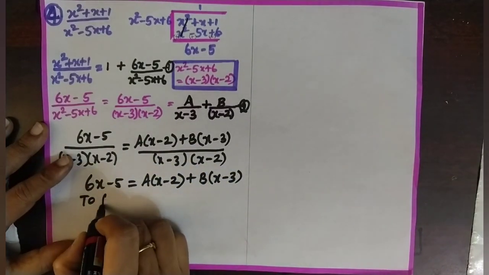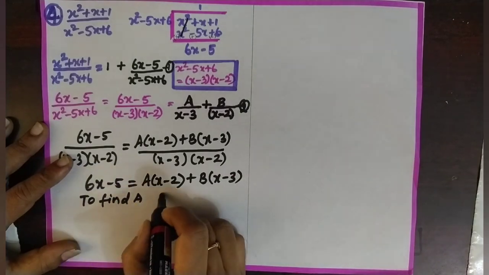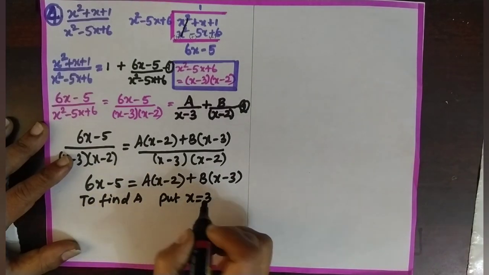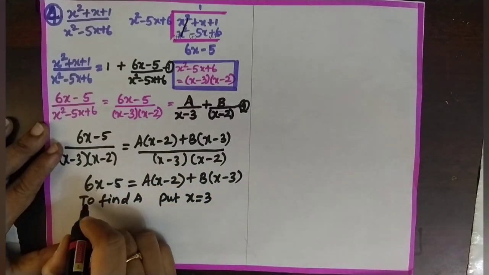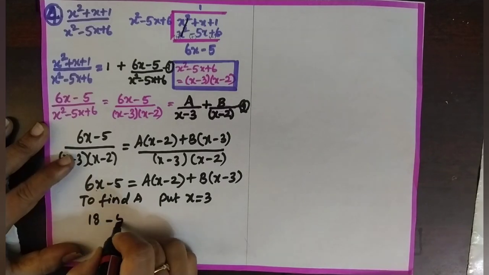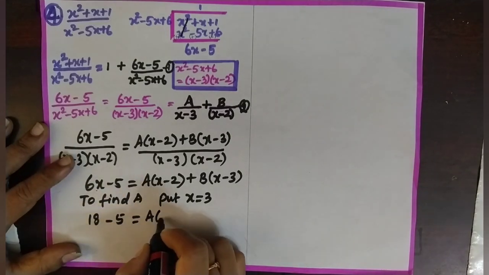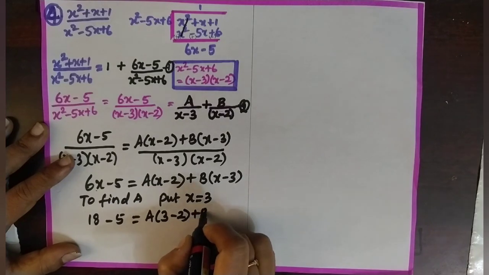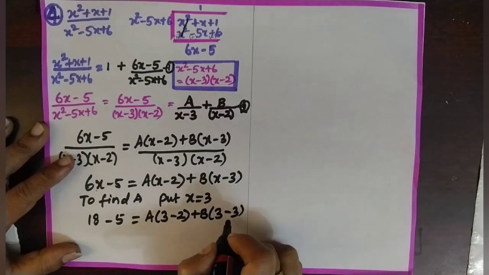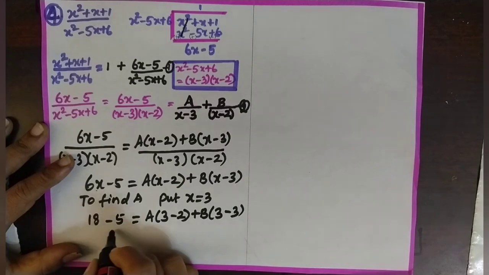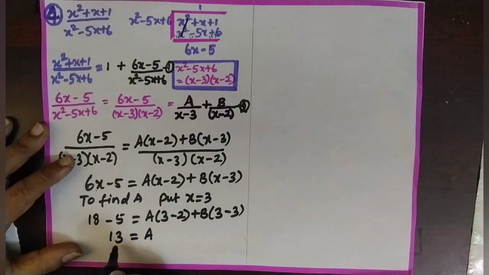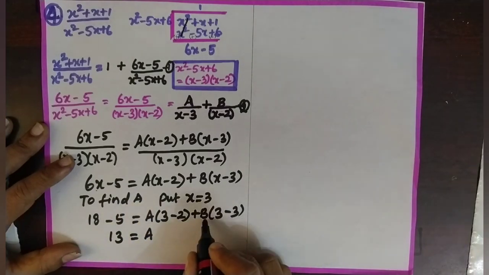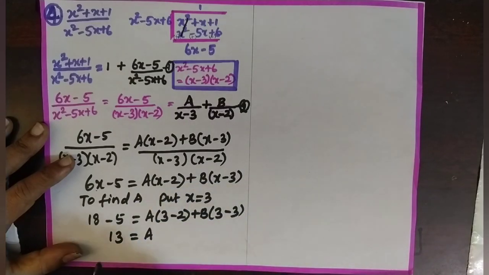To find a, put x equal to 3. Then b will become 0. We can find the value of a. 6 into 3 is 18 minus 5 equal to a into (3 minus 2) plus b into (3 minus 3). 3 minus 3 is 0. 18 minus 5 is 13 equal to 3 minus 2 is 1, 1 into a. So we got the value of a as 13. 3 minus 3 is 0, 0 into b, 0. So the value of a is 13.